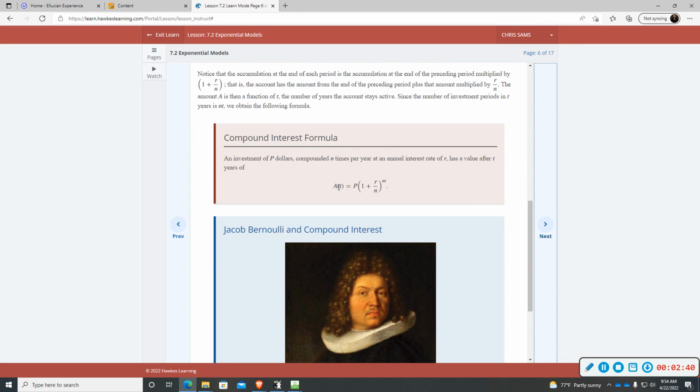Compound interest formula. A is the final amount. P is the investment or the principal amount. R is the interest rate. N is the number of times interest is compounded. And then T is the number of years. So T is in years. So that's what all of these things are. P dollars is what you put in there. N, how many times you compound a year. R is the interest rate. T is the number of years. And this over here represents the final amount.